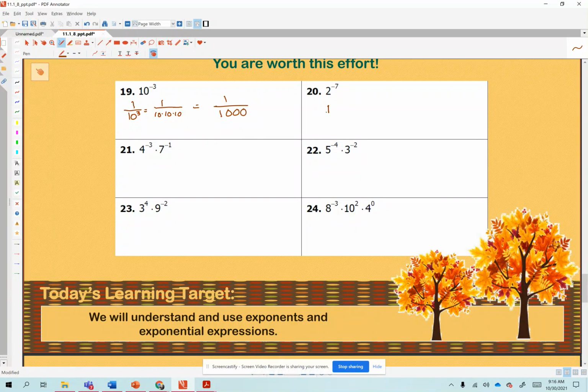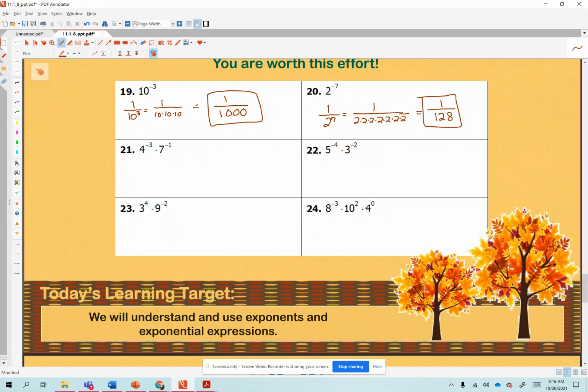2 to the negative 7th would be 1 over 2 to the 7th, which would equal 1 over 2 times 2 times 2 times 2 times 2 times 2 times 2. That's 2 to the 7th. And 2 to the 7th is 128, so it's 1 over 128. These are final answers.